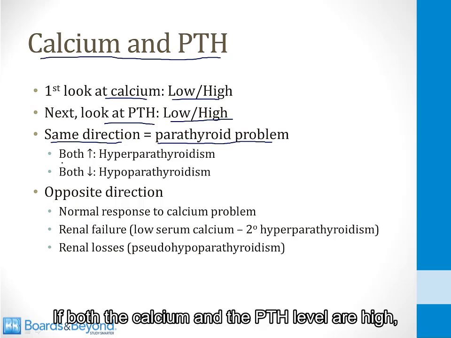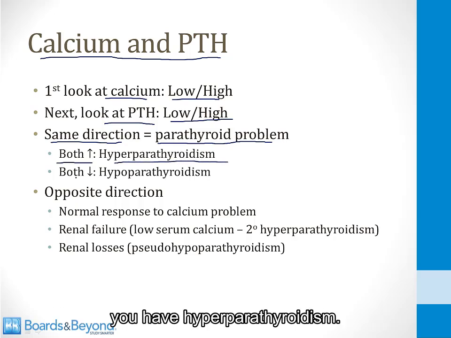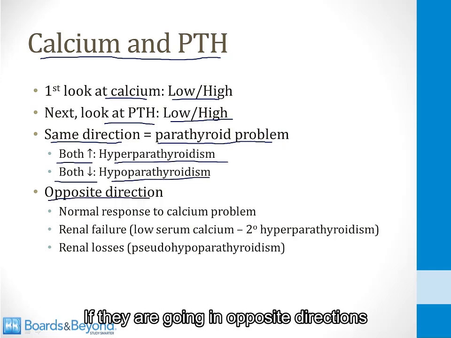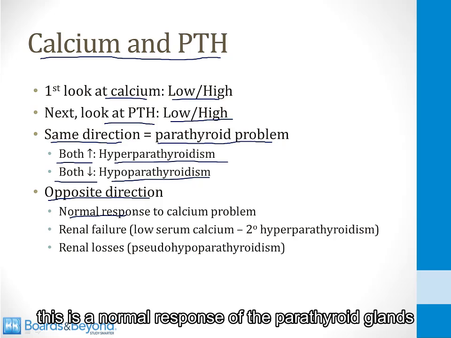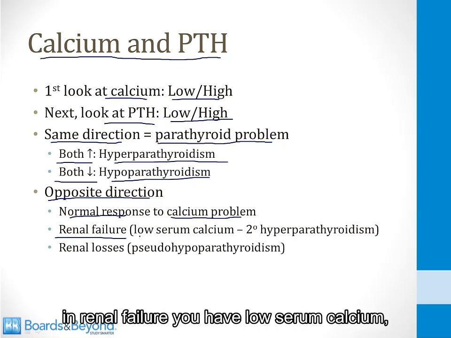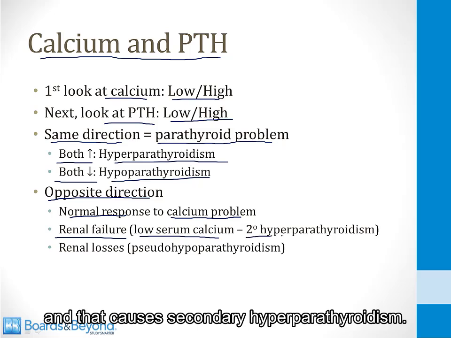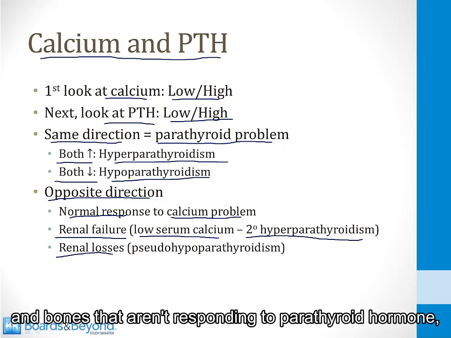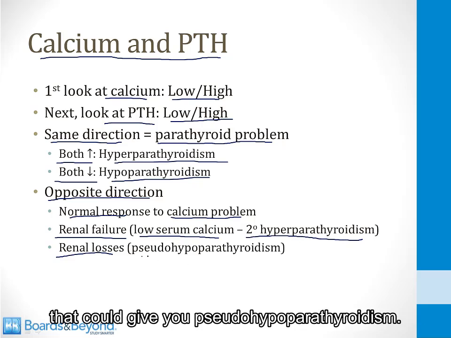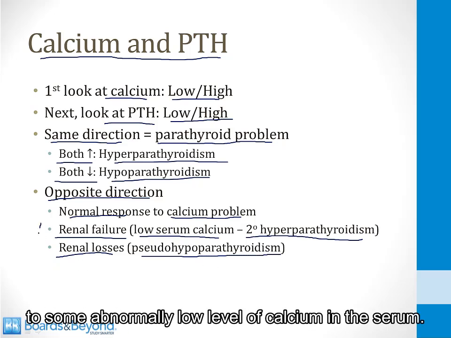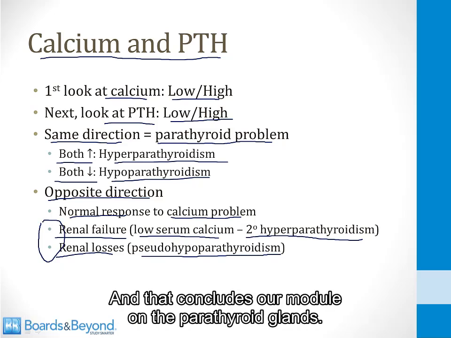If both the calcium and the PTH level are high, you have hyperparathyroidism. If both levels are low, you have hypoparathyroidism. If they are going in opposite directions, this is a normal response of the parathyroid glands to a calcium problem. The calcium problem could be renal failure. In renal failure, you have low serum calcium, and that causes secondary hyperparathyroidism. If you have renal losses of calcium and bones that aren't responding to parathyroid hormone, that could give you pseudohypoparathyroidism. But in all of these cases, you've got a normal response to some abnormally low level of calcium in the serum. And that concludes our module on the parathyroid glands.